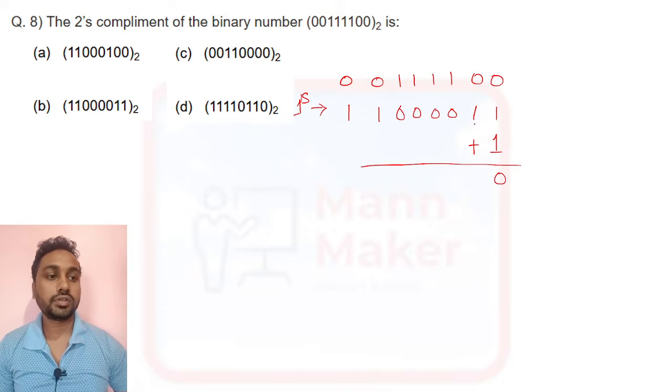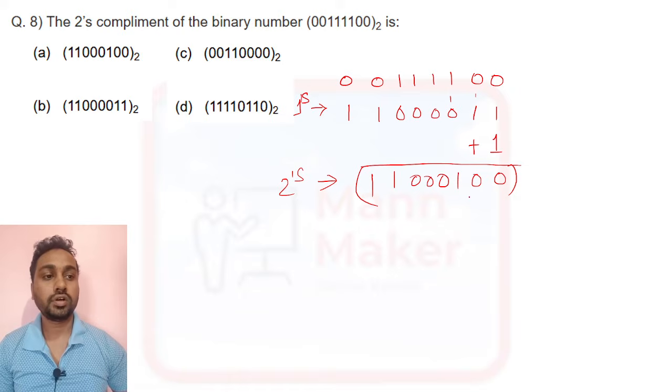So just add 1. So 1 plus 1 is what? 10. That is a 0. Now carry is 1. Then again 1 plus 1 is 10. That is 0. Again it will go carry here. So 1 plus 0 is 1. Now 0 0 0 1 1. So this is your 2's complement. So here you can say your answer will be option A, right?